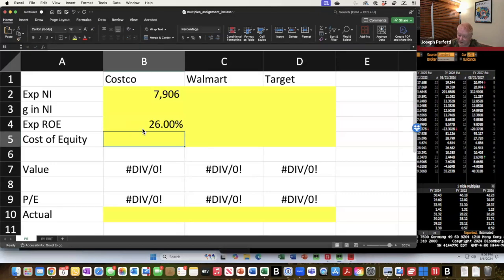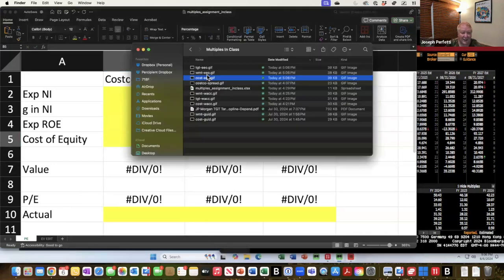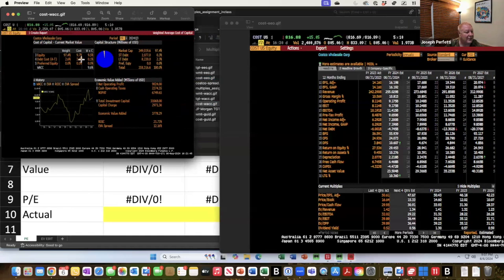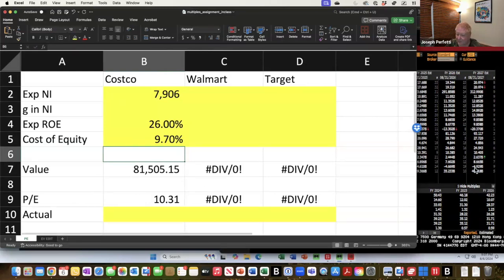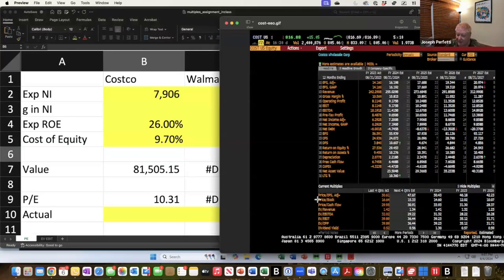This one's a little more subjective, but the idea is I need a long-term return on equity. Next, I need their cost of equity today. That's off the WACC, Costco WACC today. Cost of equity 9.7%, right there. So 9.7%. What is their PE second forward year today? Today, PE second forward year, 46.18.